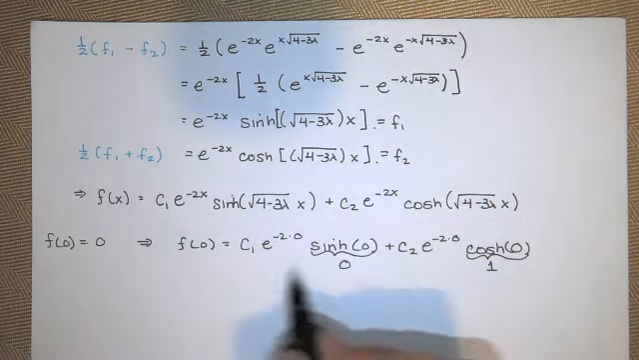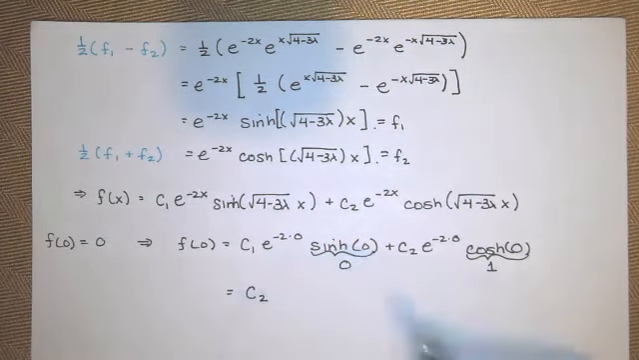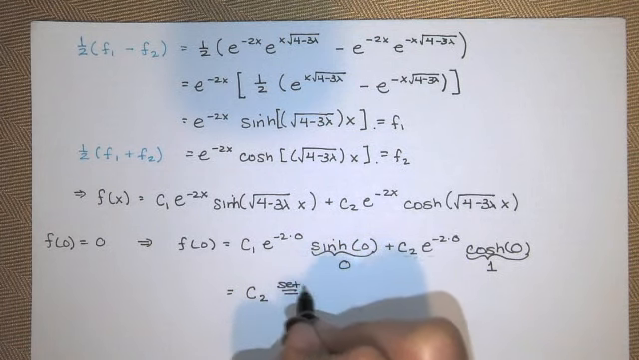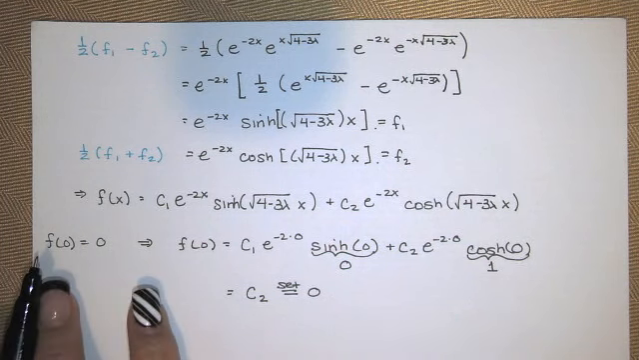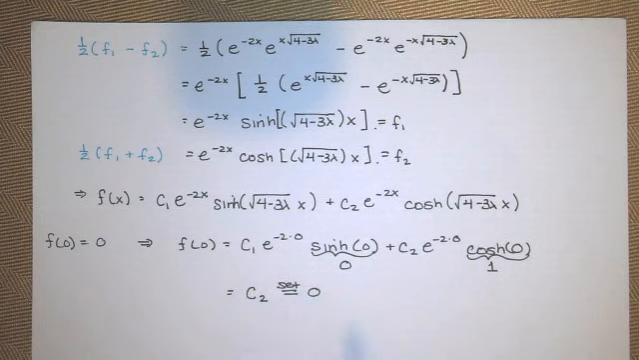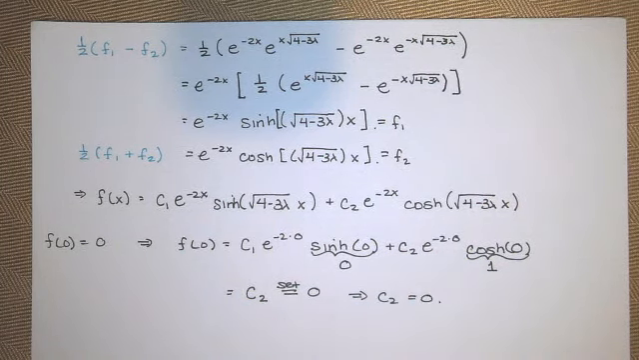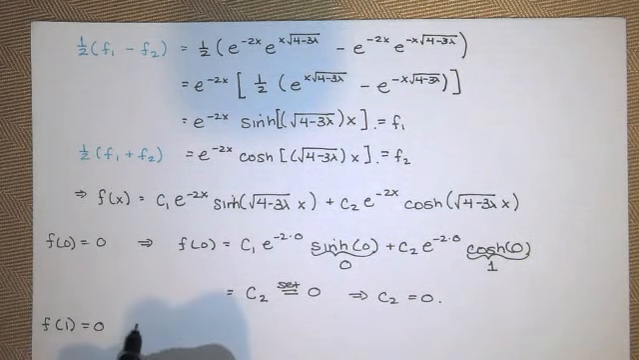So we have f of 0 equals this. And of course, e to the 0 is just 1. So that just simplifies to C2. And we're going to set that equal to 0. And if f of 0 equals 0 and f of 0 equals C2, that means C2 must be 0. So our first boundary condition tells us that C2 must be 0. Okay. Now the second boundary condition is this, f of 1 is equal to 0.